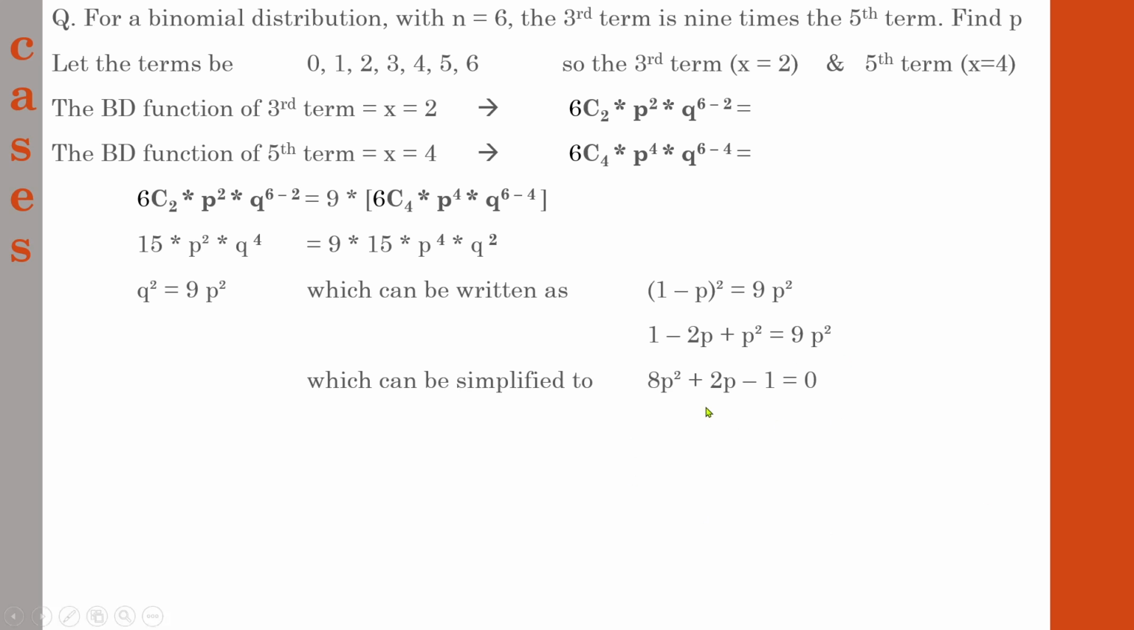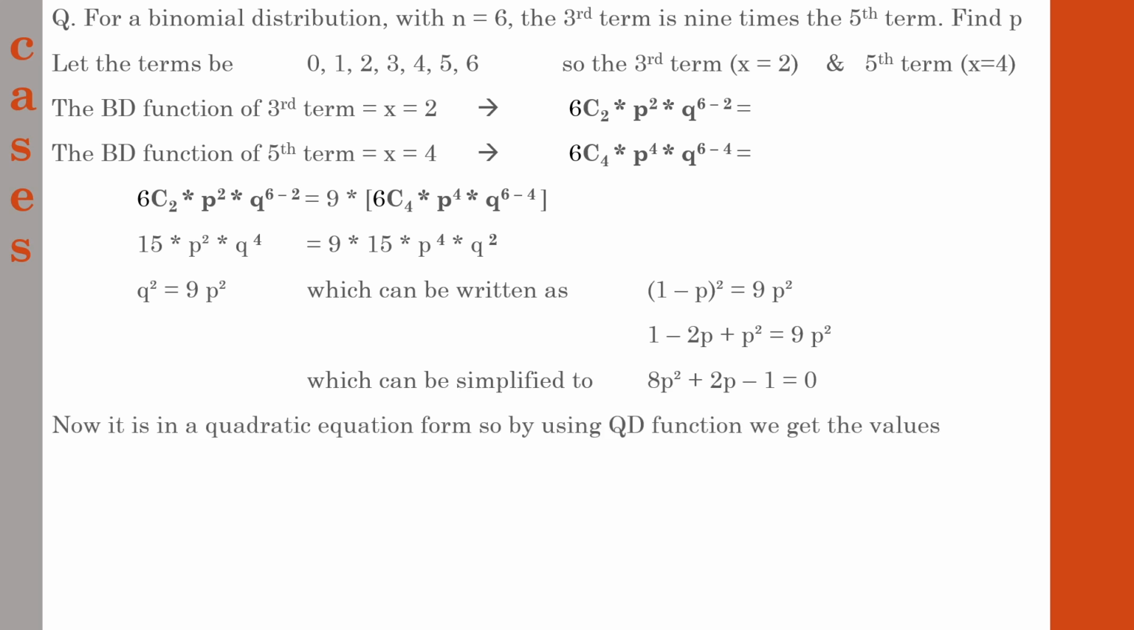So by using the quadratic equation function, I got that P is 1 by 4 and minus 1 by 2. So what is meant by 1 by 4 and minus 1 by 2? In a quadratic equation, there is a plus or minus sign in the formula. So you will get two values. One may be a positive value, another may be a negative value. So by using the quadratic equation, I have got that one is 1 by 4, another is minus 1 by 2. So I am trying to find the value of P.